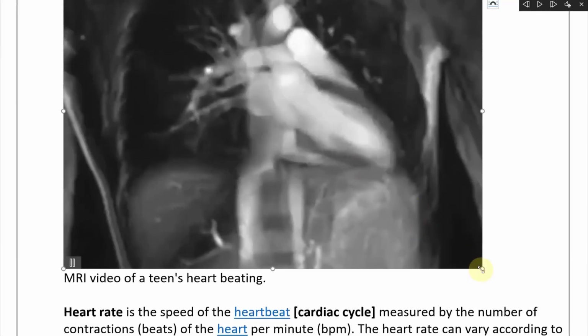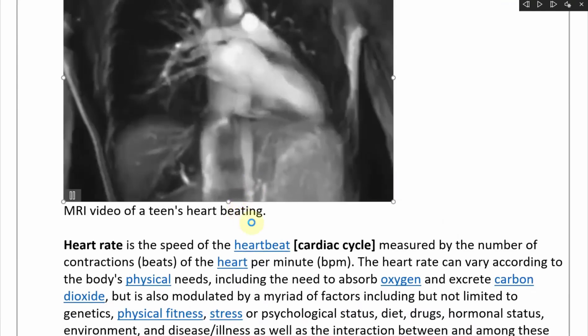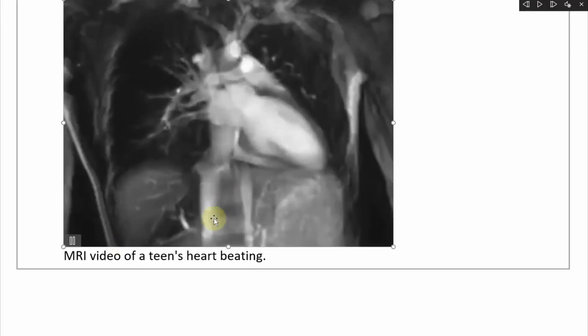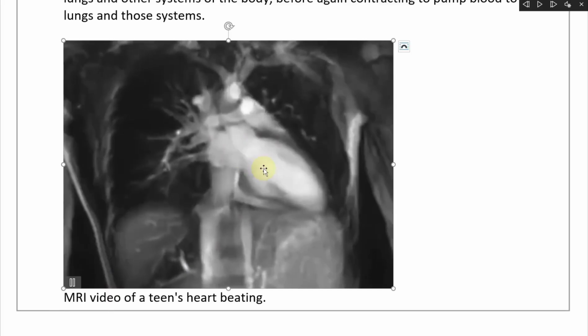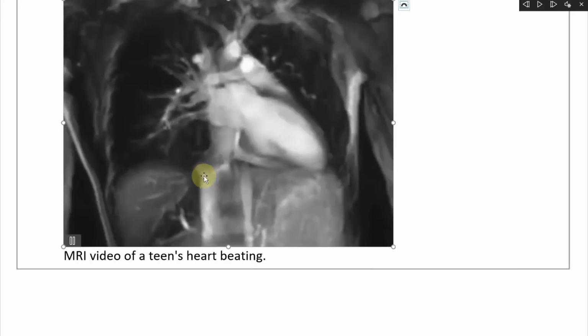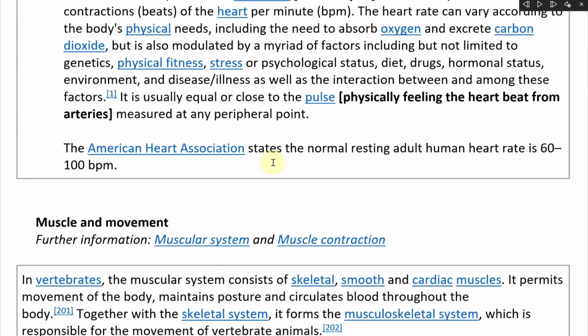So here's the heart pumping. This is an MRI video of a teen's heart beating. This is magnetic resonance imaging here. So notice the blood goes in, pumps out. And then it relaxes to allow blood to go in, which opens up the inside here, and pumps out. So it's very, very fascinating. So this would be the vena cava here, I would assume, and there's the lungs connected right to it. Just quite remarkable stuff we're looking at.